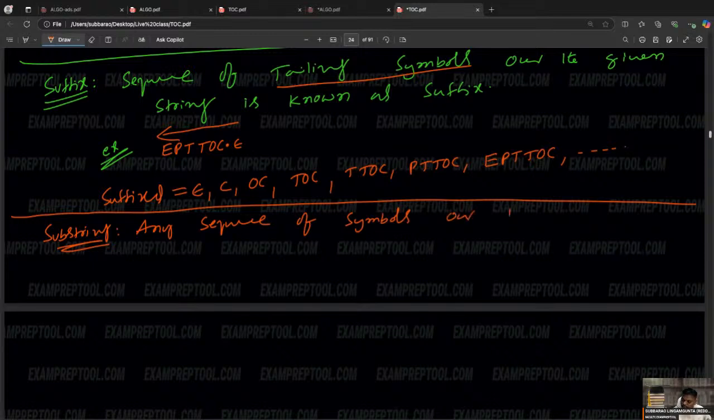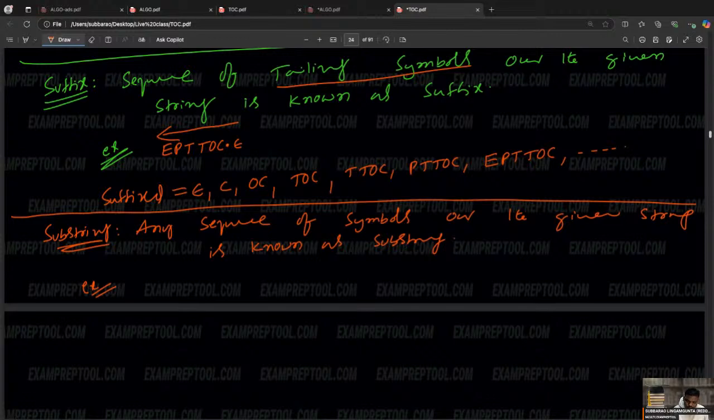Any sequence of symbols over the given string is known as a substring. Now you can see the example, and you will get clarity.